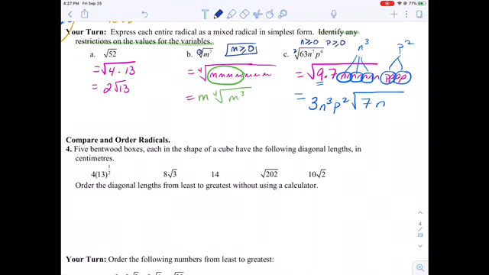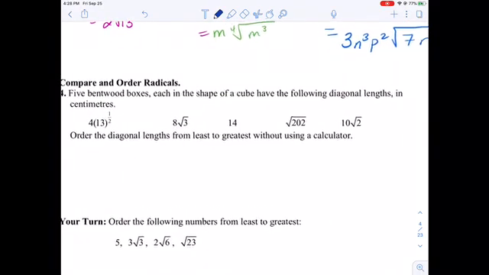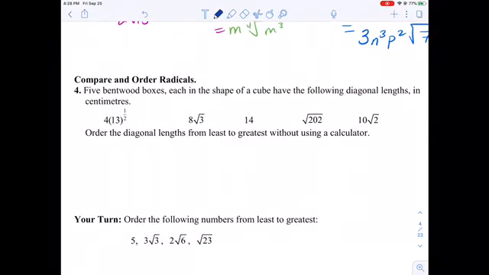Okay, compare and order radicals. 5 bentwood boxes, each in the shape of a cube, have the following diagonal lengths in centimeters. Order the diagonal lengths from least to greatest without using a calculator. So I would want some evidence that you understand this. Of course, our calculator's probably with us, but if we didn't have a calculator, the easiest thing to do would be to change everything to entire radicals. Okay, how to do that?